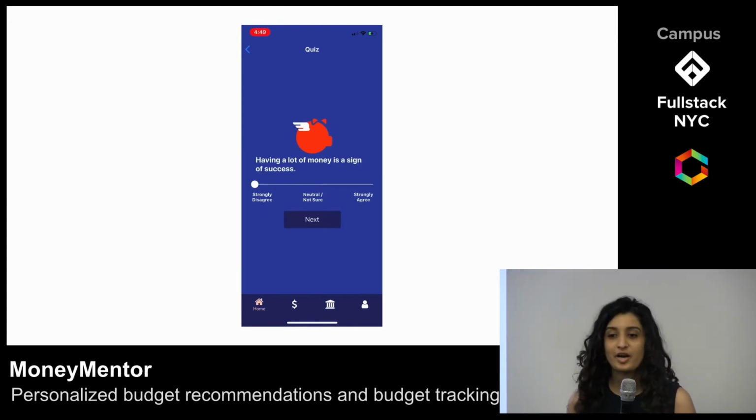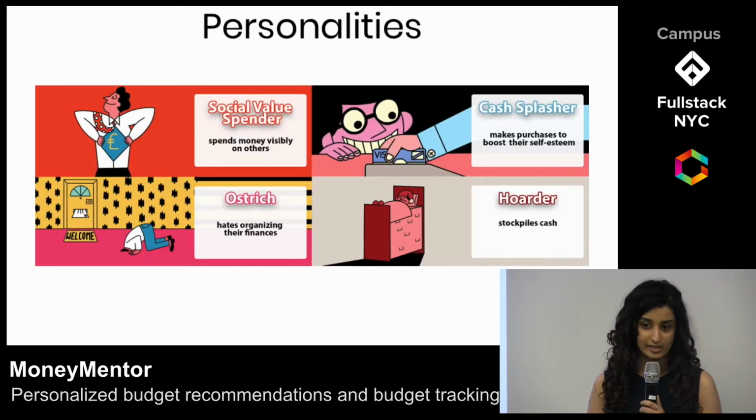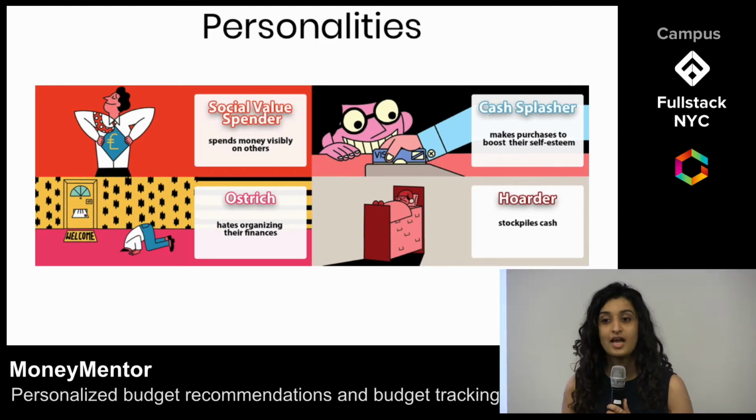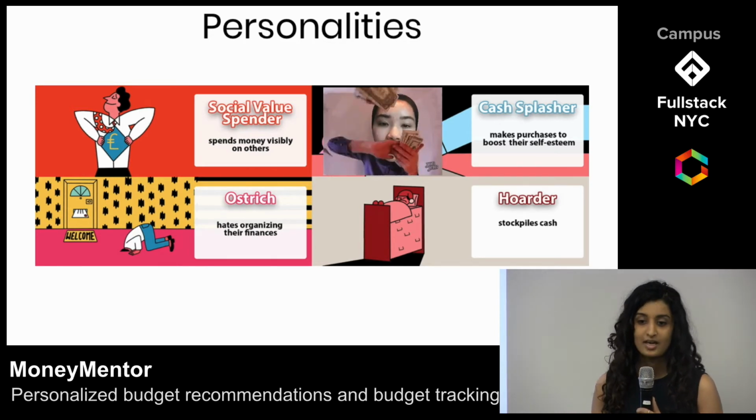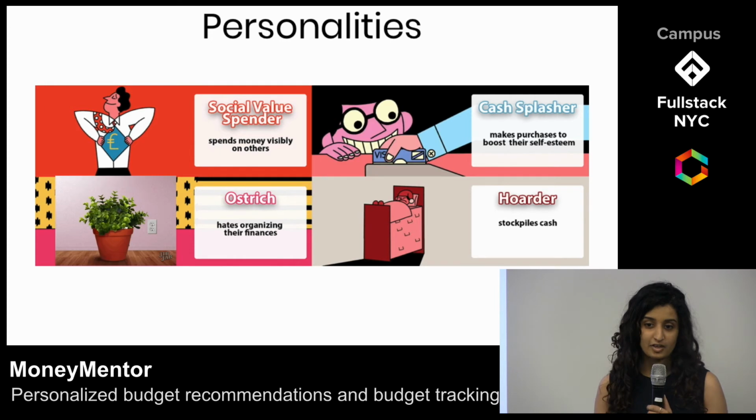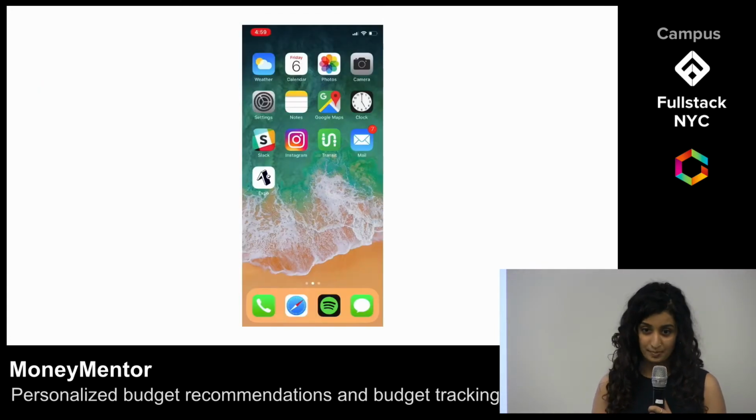Thanks, Sheri. The questionnaire determines what the user's personality type is. We have 4 personality types: the social value spender, the ostrich, the cash splasher, and the hoarder. Depending on the user's personality, the app caters to give them a unique experience. For example, let's take Sheri and Joyce. Sheri is a cash splasher who likes to spend a lot of money on extravagant things, and Joyce is an ostrich who does not like to check her bank balance, which may cause her to overspend.